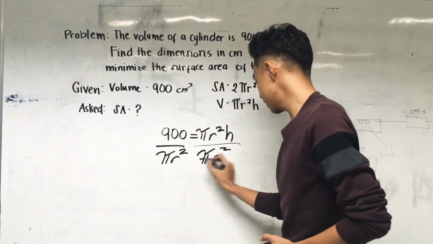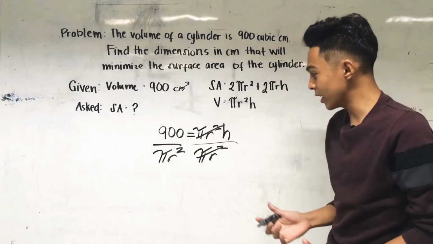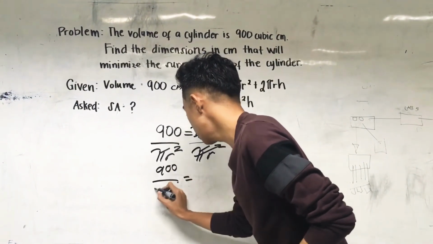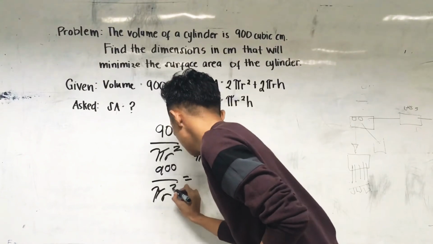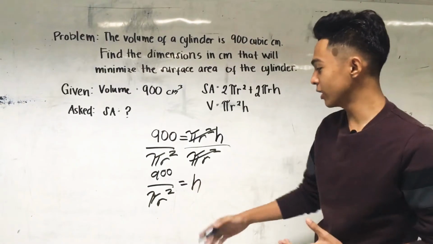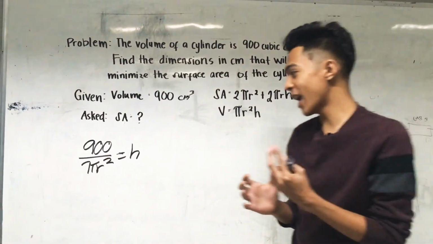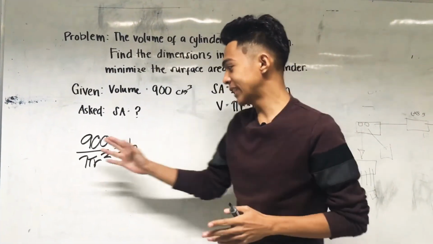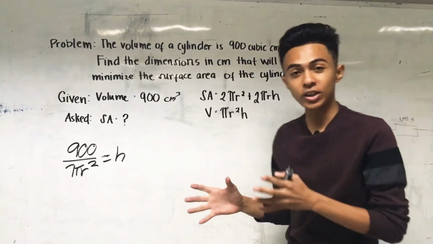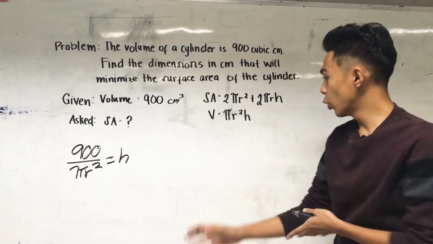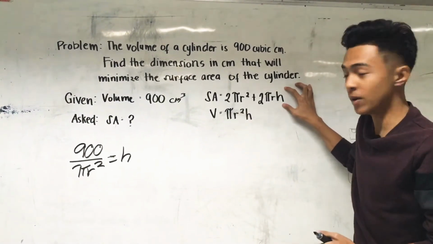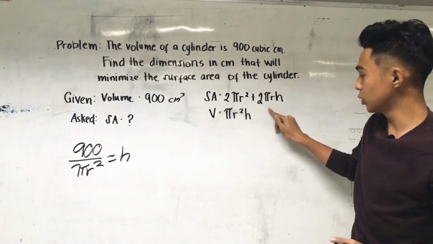Next, cancel. What remains is 900 over pi r squared equals h. So that's our h, 900 over pi r squared. Now we have the value of h. In order to get the optimization equation, we need to substitute this into the surface area formula, which is 2 pi r squared plus 2 pi r h.